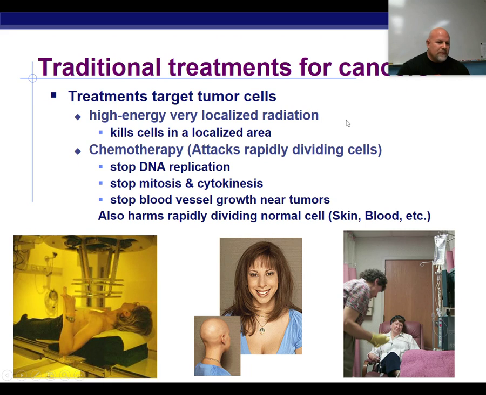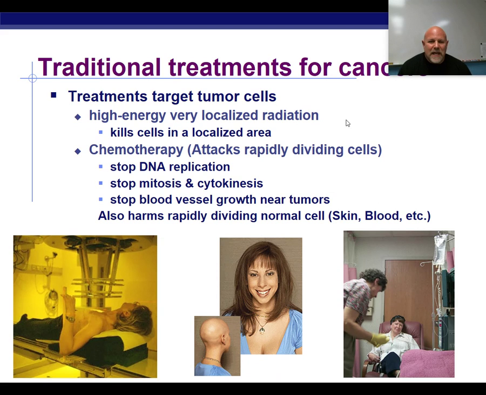The traditional treatments for cancer are high energy radiation at localized sites to just kill cells, chemotherapies that kill actively dividing cells. The problem with some chemotherapies is they actually kill all of your actively dividing cells, and some of our actively dividing cells are doing that for a reason. For example, our skin cells actively divide because we need to replace cells on a regular basis. Our blood cells are actively dividing because we lose about 1/100th of our red blood cells every day.